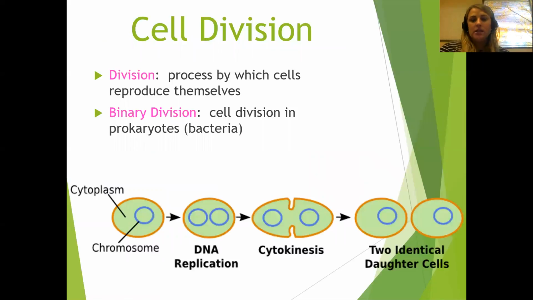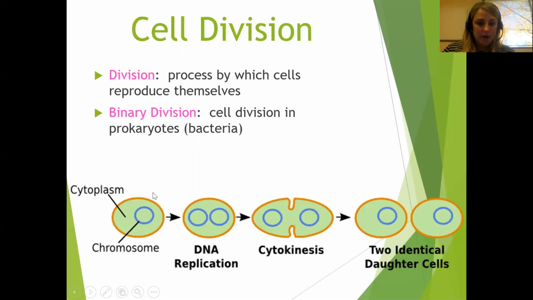All right, so let's first talk about cell division in prokaryotic cells. So just the definition of division: this is going to be that process by which cells reproduce themselves. Binary fission is the term that we give to prokaryotes dividing. So you can see it's a pretty simple process.